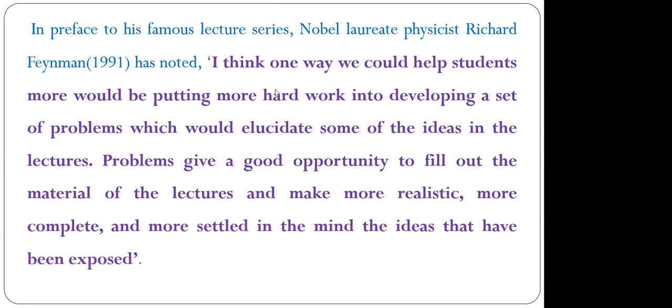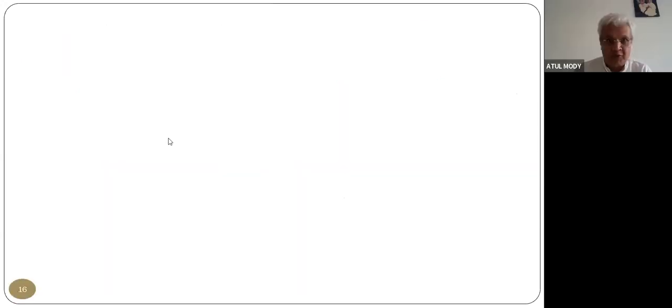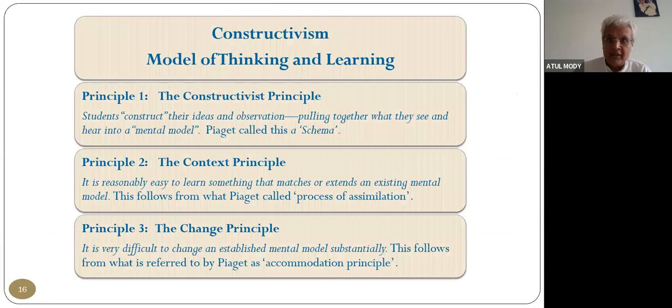What I'm talking about is from a physics perspective. Now, she has also talked about Bloom's taxonomy and constructivism, so I had to bring in these slides. There are 6 principles we are talking about. The first is the constructivist principle, which says students construct their ideas and observations, pulling together what they see and hear into a mental model.